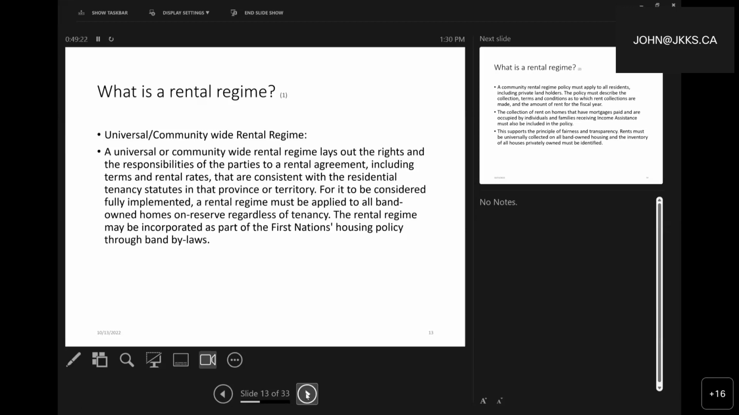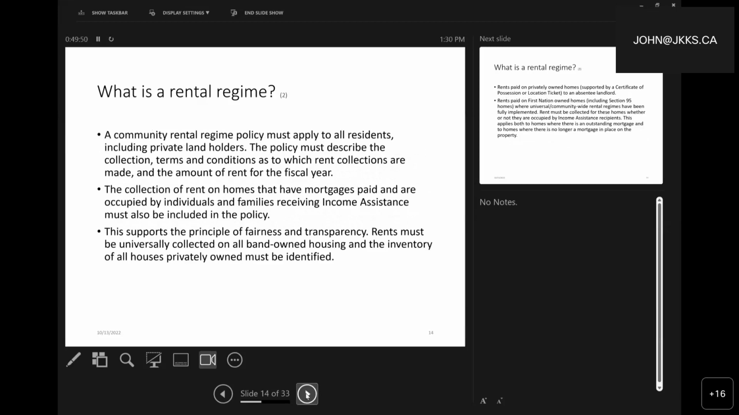The next one is the rental regime has to be incorporated as part of the housing bylaws. I do not know how many communities actually have that. There are some, but I think it's probably a very small percentage, I would say probably less than 5%, that actually have their housing policies incorporated into the community's bylaws. So the community rental regime policy must apply to all residents, including private landholders. It must describe the collection terms, conditions, etc., for the rent for the year. The rent for homes that have mortgages paid also has to be collected.